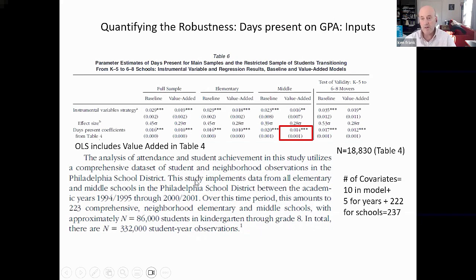So we have an estimated effect of 0.014. That is for each day absent. This is the change in achievement on a standardized test, a value-added measure. That is, they controlled for prior achievement, which we'll talk about later on. But it's from a fairly sophisticated model with lots of covariates. And the estimated effect is 0.014. The standard error is 0.001. There are about 18,000, almost 19,000 observations. And if you do a little bit of detective work, you'd find out that depending on how you wanted to carve it up, there are about 237 covariates that were controlled for.